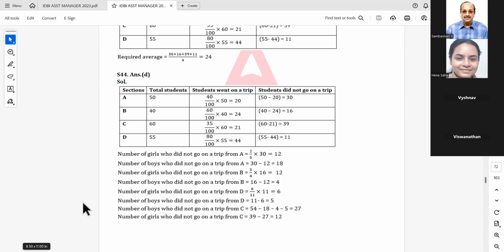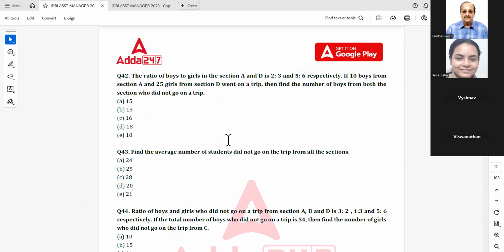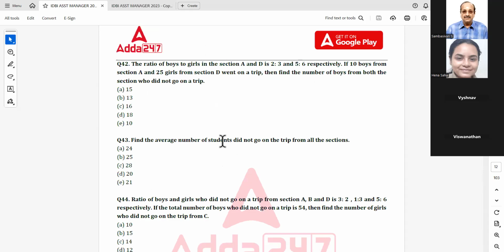Out of that, 60 total students, 40, 16 students did not go for the trip, sir. They have given the ratio as 1:3. If we divide that, we will get 4 boys, 12 girls didn't go for the trip, sir. Correct. No, that is right. 12 girls, how did you arrive at this? Sir, they have given the ratio as 1:3, no, sir. From that, acha, very good.